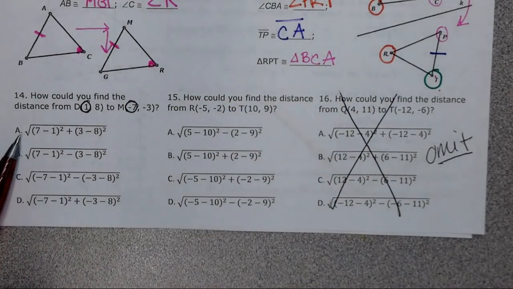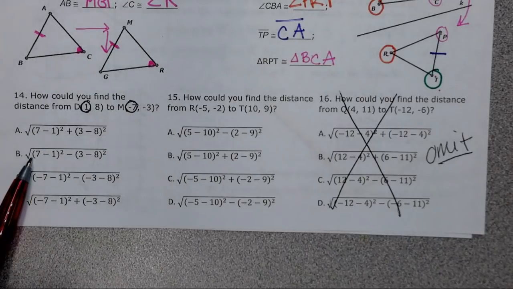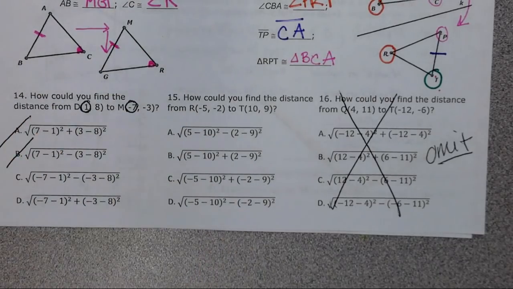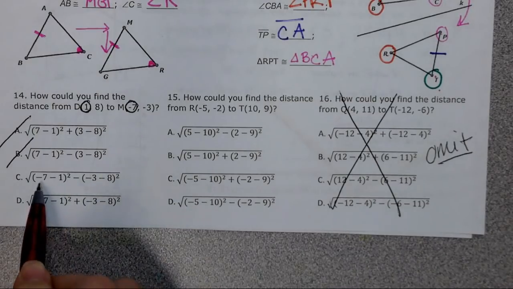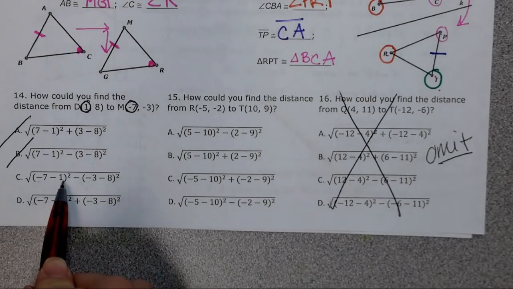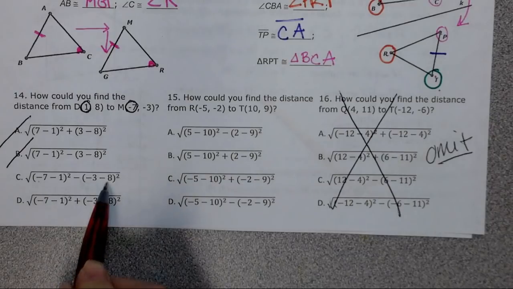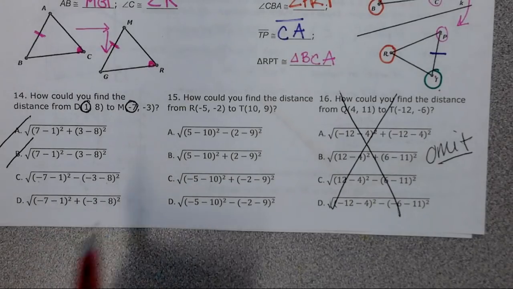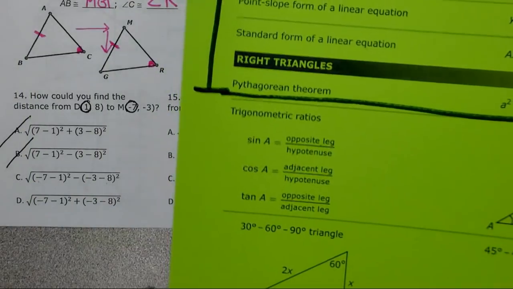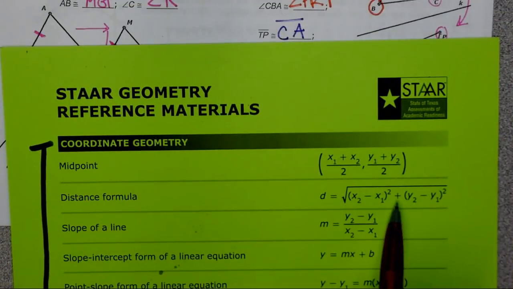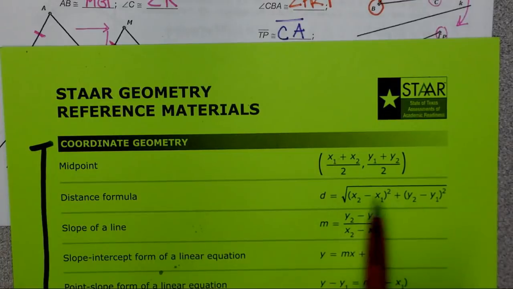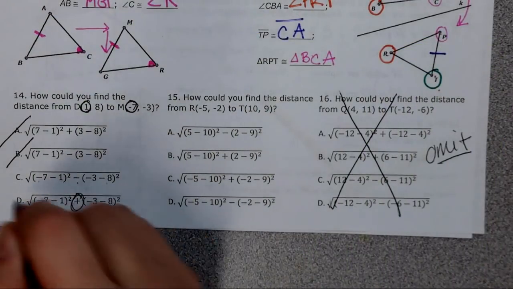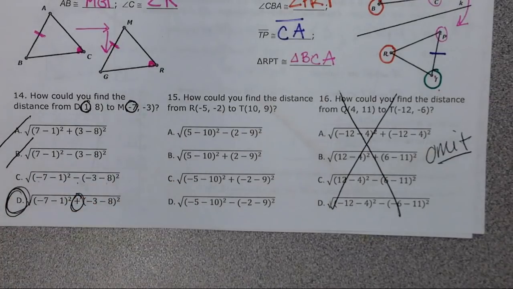So I immediately see a problem with A and B because 7 is positive, not negative. So I should take those out. So now it's either between -7 minus 1 squared minus this, or -7 minus 1 squared plus this. So look at your formula. Okay. It's supposed to be a plus in between these two. So this is a minus, this is a plus. It's got to be answer choice D.